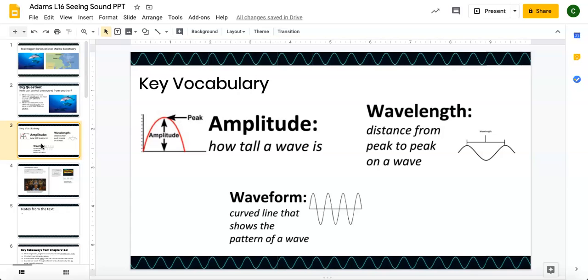So the amplitude could be short, it could be tall. When we think about the wavelength, it could be far apart, it could be shorter or longer. And again, we're thinking height here, from taller to shorter. When we think about the waveform, that is simply this curved line that shows the pattern of a wave.